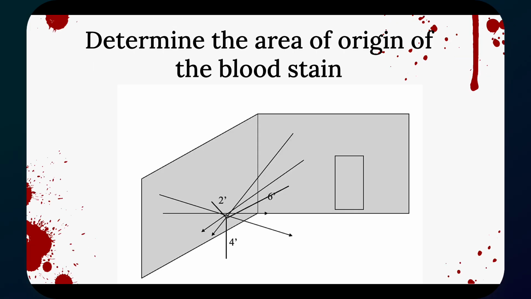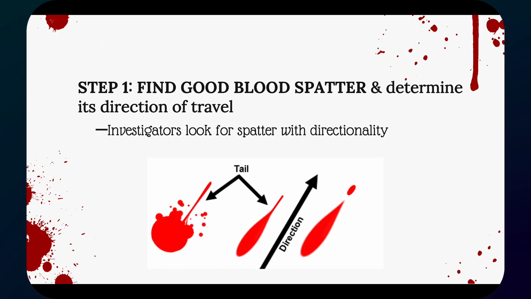The area of origin of an impact bloodstain pattern is the area in a three-dimensional space from which the blood was projected. It's where the blood came from originally. This will show the position of the victim or suspect in space when the stain-producing event took place. So how do we do this?